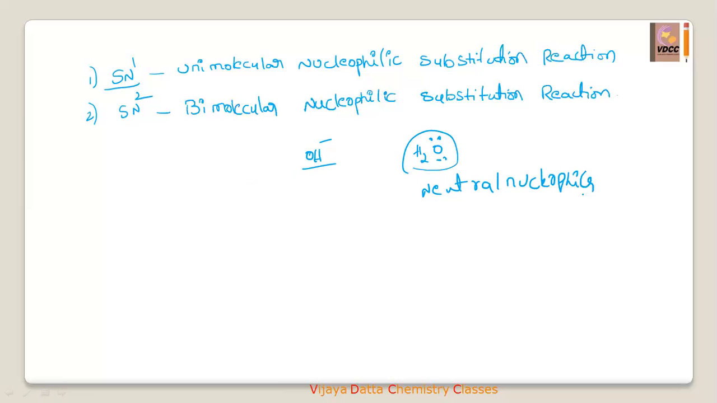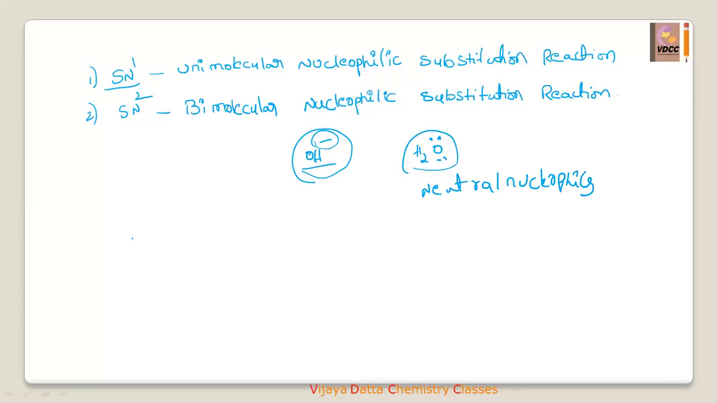Nucleophiles are of two types: charged nucleophiles and neutral nucleophiles. A charged nucleophile is an atom or group of atoms which has a negative charge and is willing to donate electrons. Neutral nucleophiles won't have any negative charge but they have a lone pair of electrons. Now here we are using charged nucleophiles. So first of all, what is this nucleophilic substitution reaction?